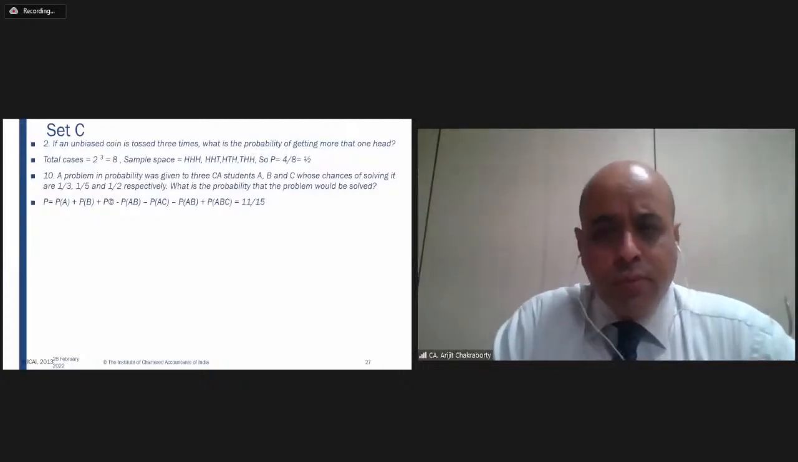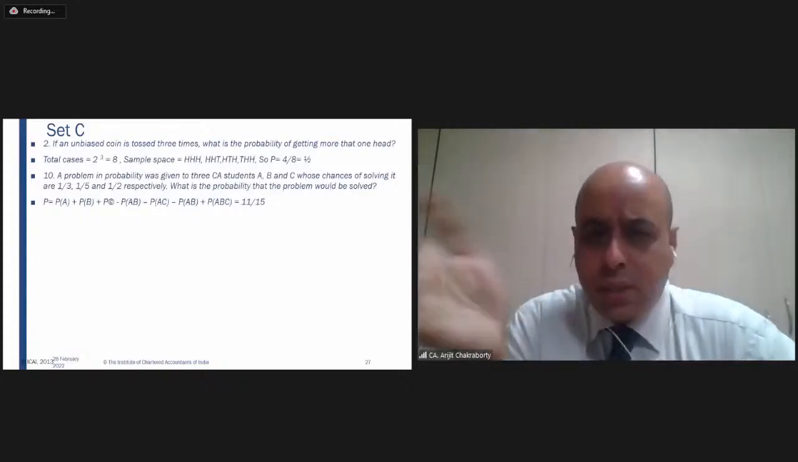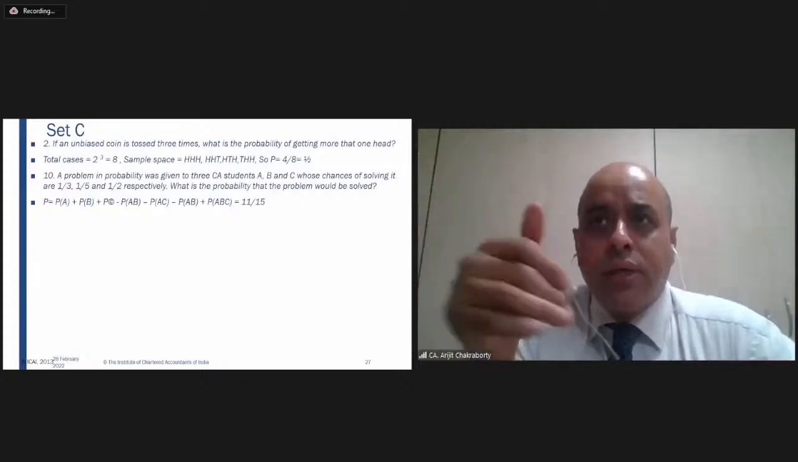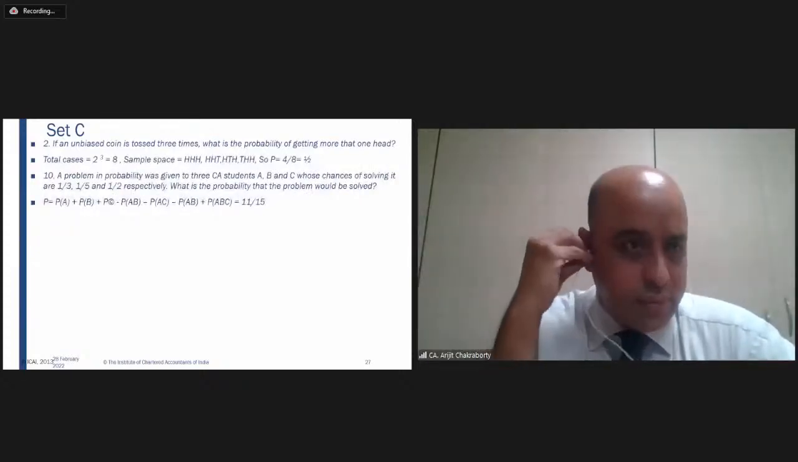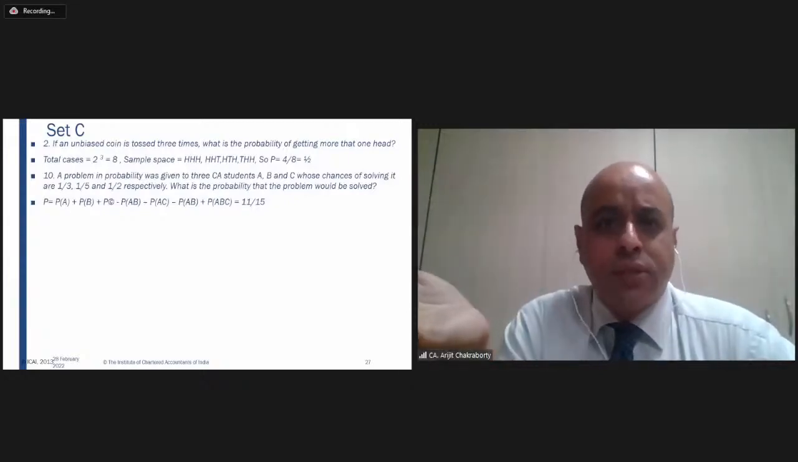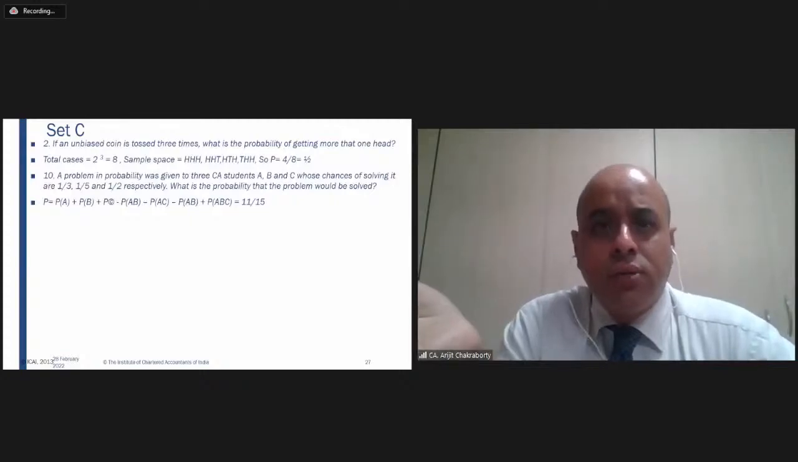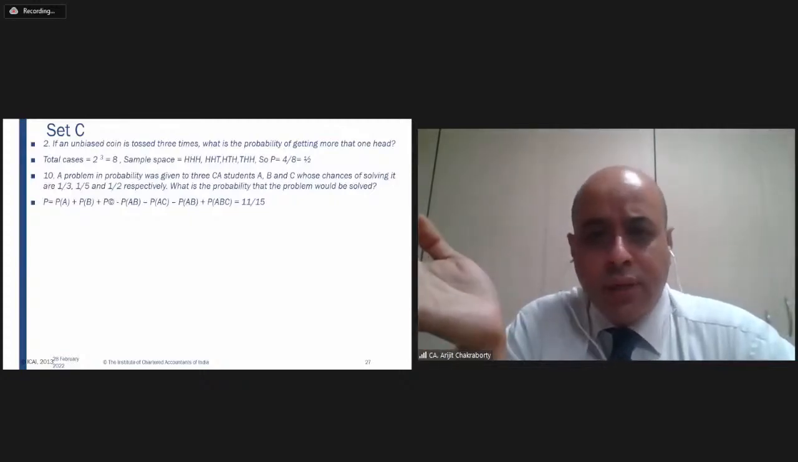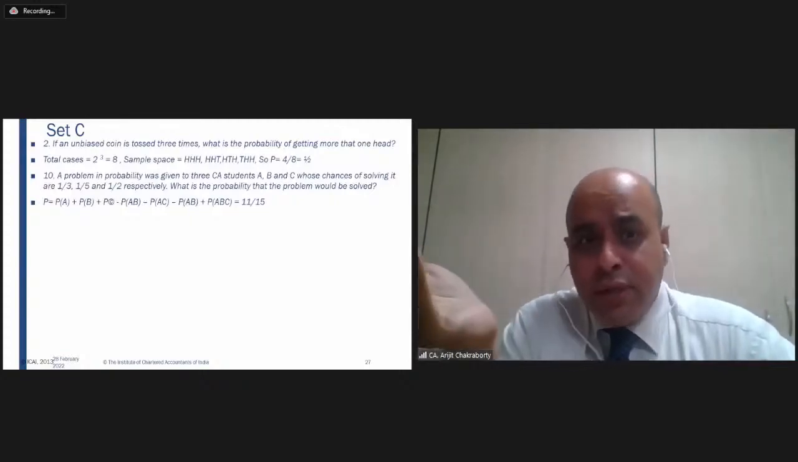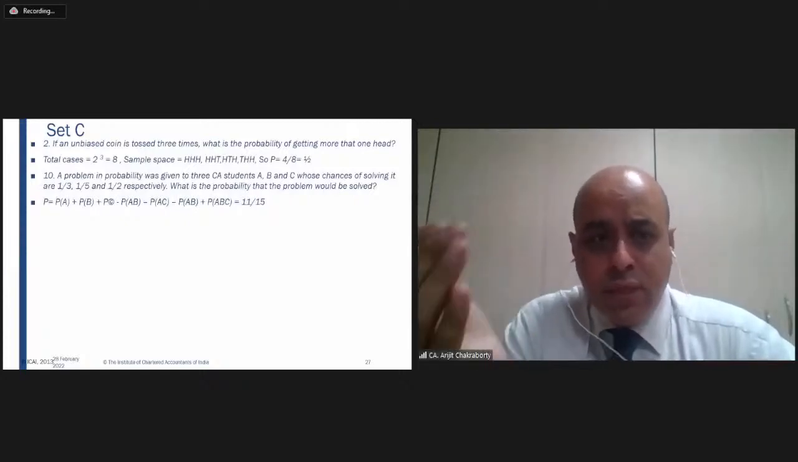The probability that A is able to solve the problem is independent of B. All 3 students are writing the answer separately. They cannot influence each other; no one is dependent on the other. There's no way to create any impression or influence. So the events are independent. Events being independent means we know their individual probabilities. PA is 1 by 3.